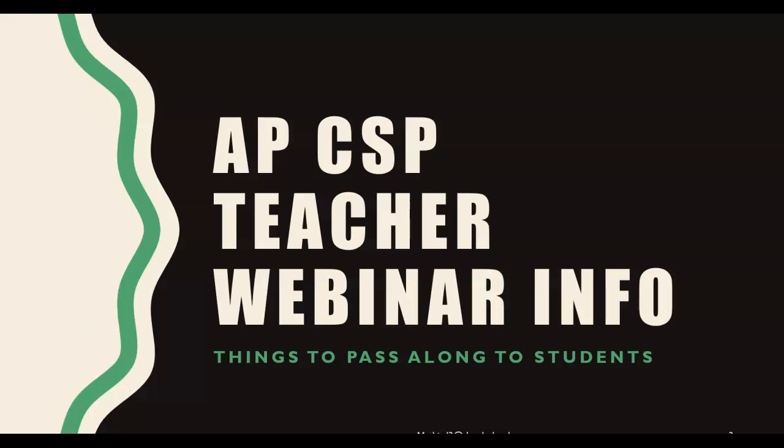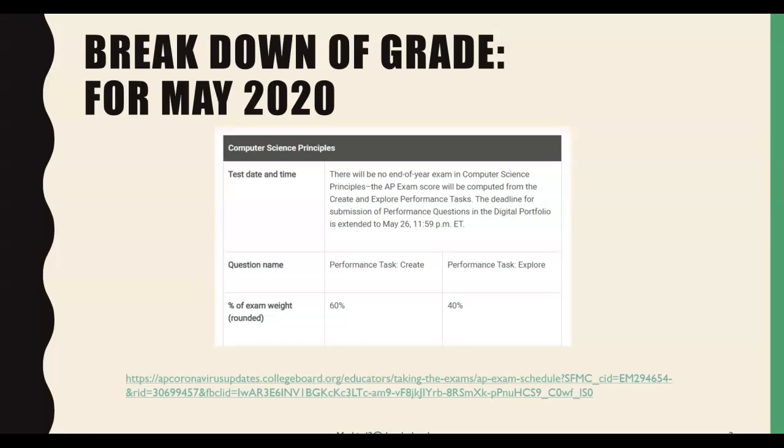So let me first start talking about this teacher webinar info that I attended online, obviously, and it talked about things that I need to pass along to you. So officially, the breakdown of your grade is going to be made up of, as you know, your create and your explore. The explore is going to be 40%, the create is going to be 60%, and if you need verification for that, you can locate the information here at the link.